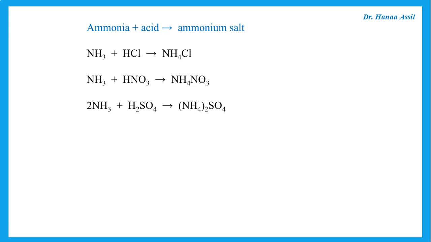If you remember, the valency of ammonium is 1, but the valency of sulfate is 2. So this is how we write ammonium sulfate, and we need to balance. With phosphoric acid, it gives ammonium phosphate. Valency of phosphate is 3.